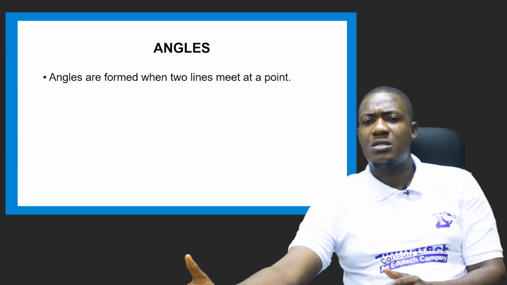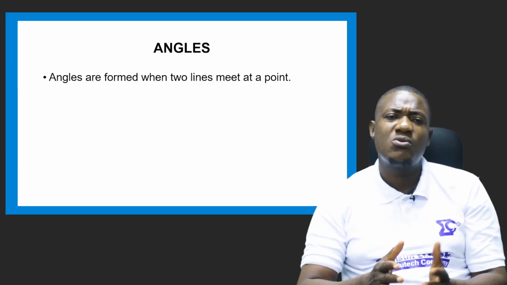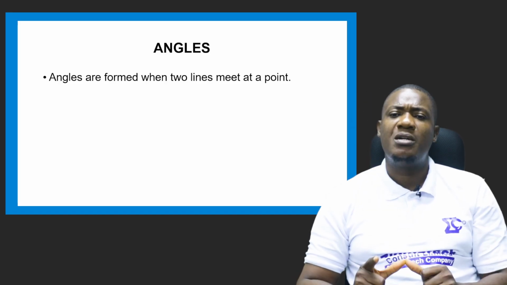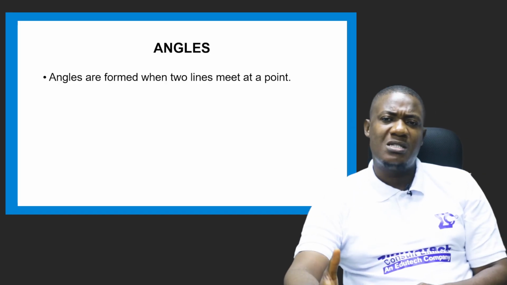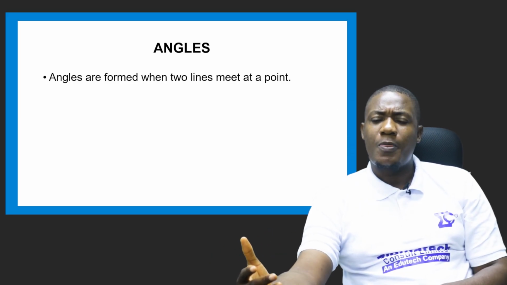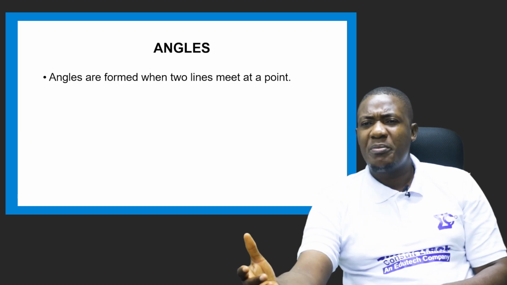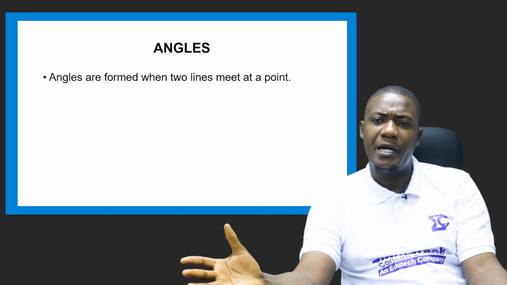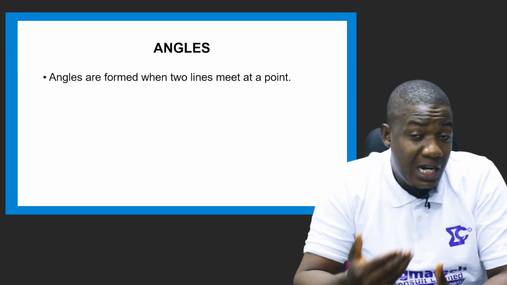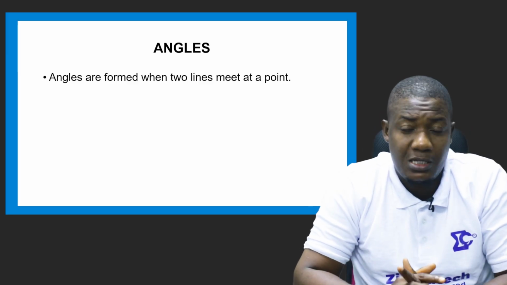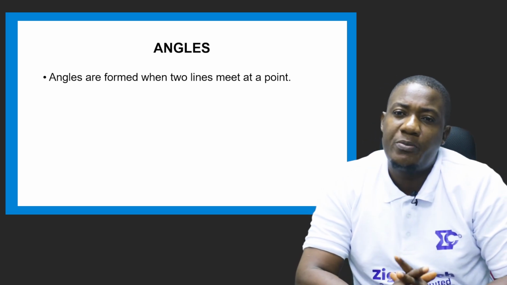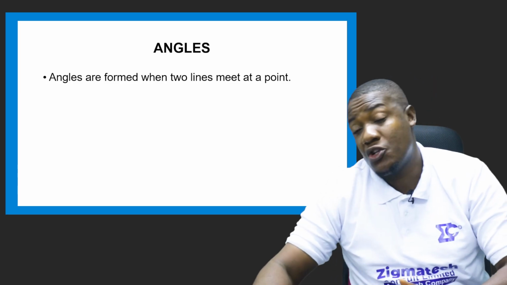Now, angles. Angles are formed when two lines meet at a point. Whenever two lines meet each other, we'll say an angle is formed. That is why the angle between two parallel lines is 0, because parallel lines can never meet each other, right? So when we say the angle between parallel lines is 0, we're simply telling you that parallel lines cannot meet. Therefore, no angle is formed. That's the implication.